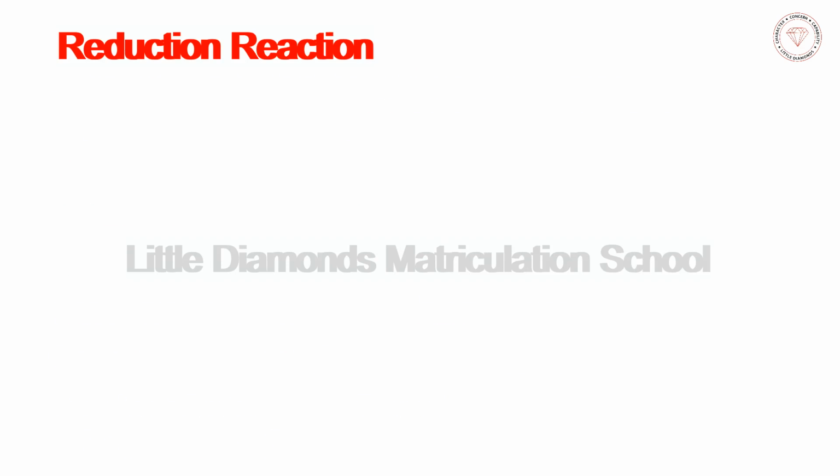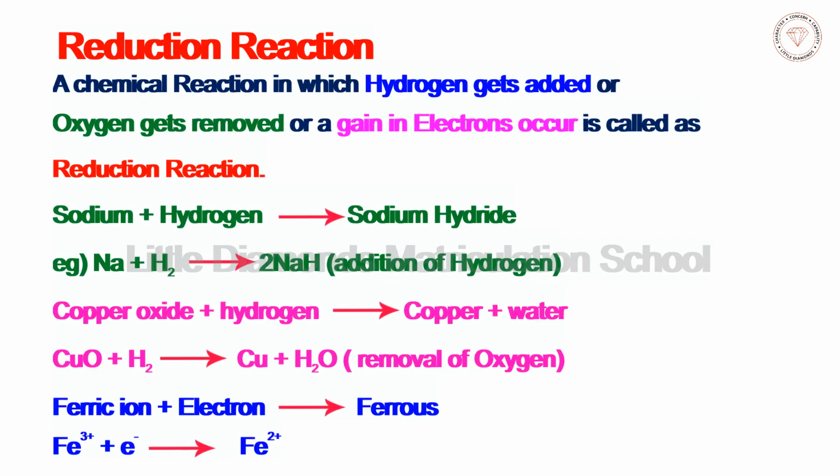Reduction reaction. A chemical reaction in which hydrogen gets added or oxygen gets removed or an electron is gained is called a reduction reaction. For example, sodium reacts with hydrogen to form sodium hydride. Here there is an addition of hydrogen, so this is a reduction reaction. Na plus H2 gives 2NaH. Here there is an addition of hydrogen to sodium, so it is a reduction reaction.